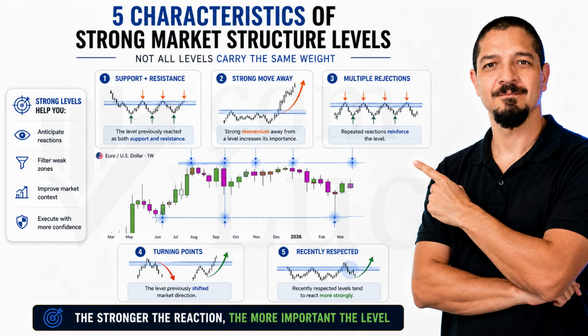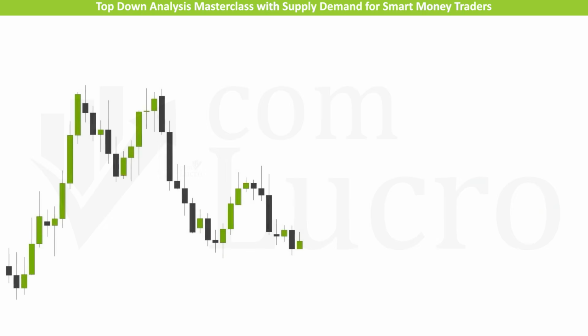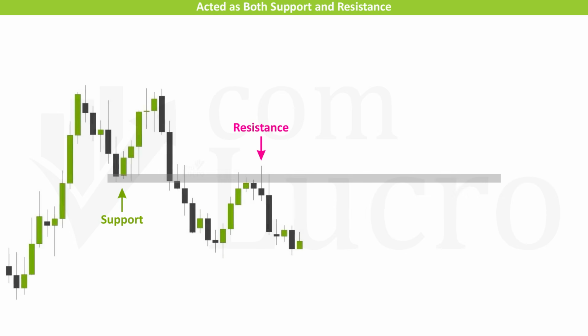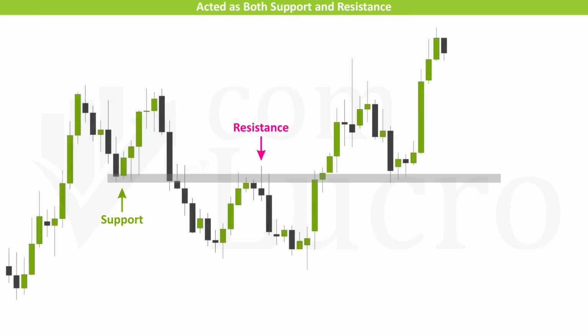But what are market structure levels? Market structure levels are important price zones on a chart where the market has previously shown a strong reaction. Every reaction can be identified as a market structure level, but here are 5 key criteria that make a level strong. Number 1, acted as both support and resistance. When a market structure level has previously served as both support and resistance, it gains greater significance and increases the probability that price may reject it once again.